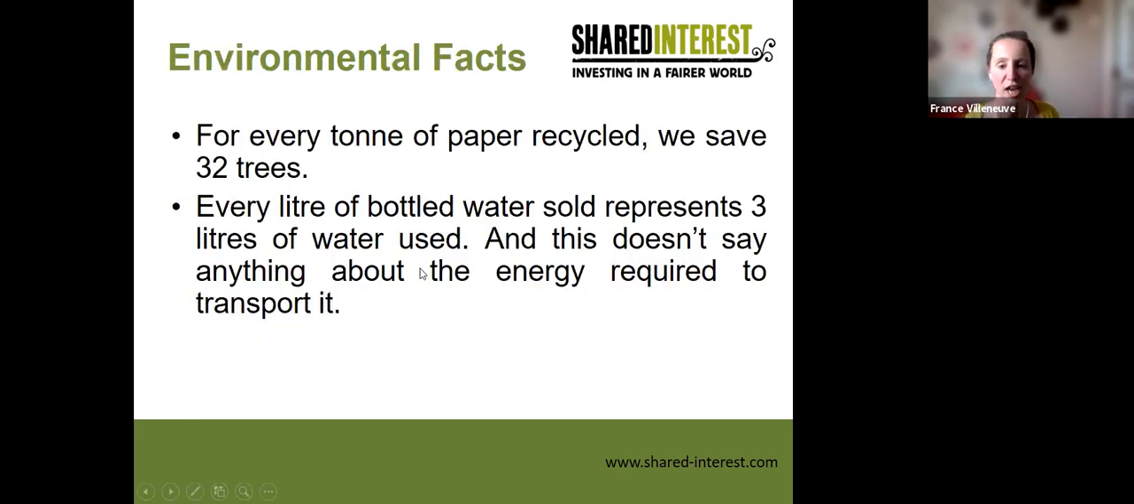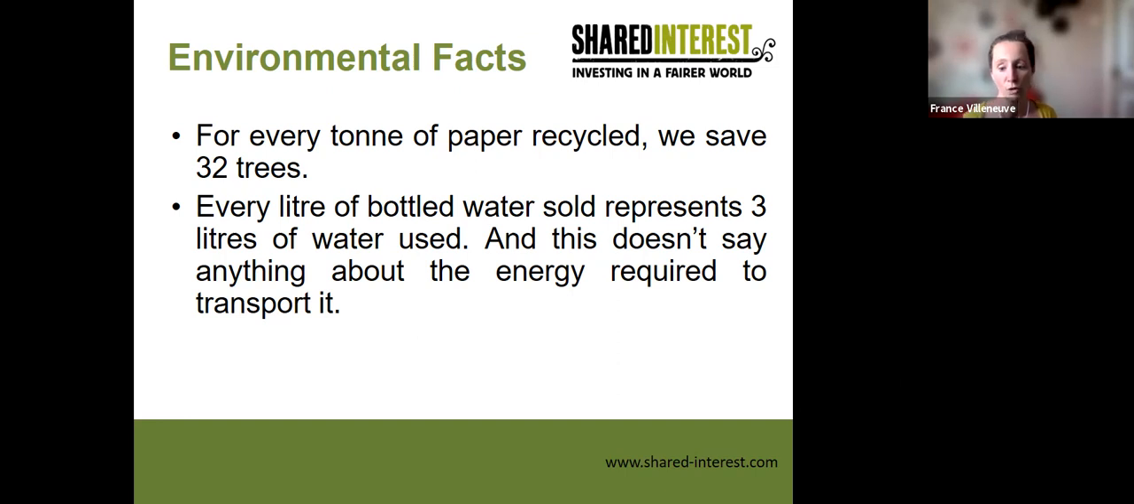Now, before we start the quiz, I will just share some environmental facts, which hopefully will make you think about why it's important to protect our environment. The first fact is, for every ton of paper recycled, we save 33 trees. This shows the importance of not only recycling paper, but also trying to reduce the amount of paper that we are using.